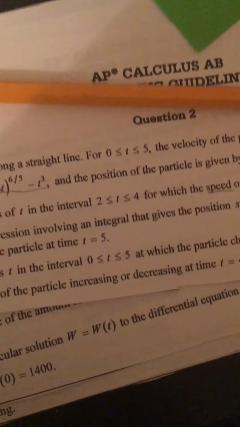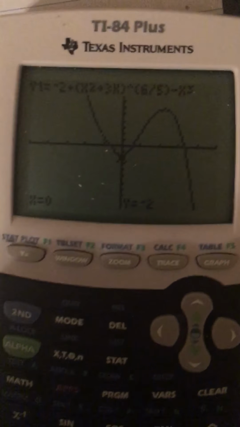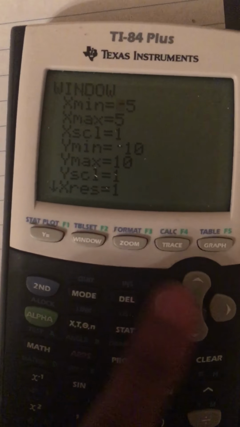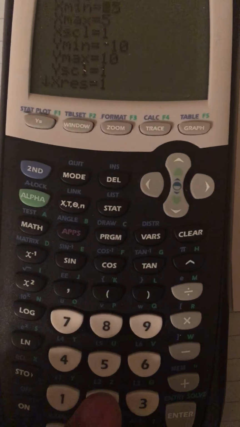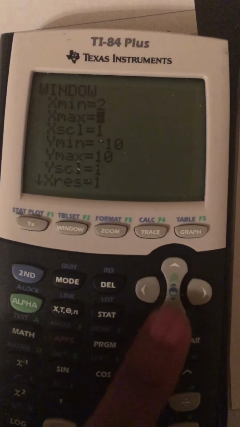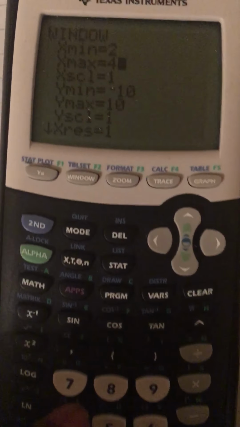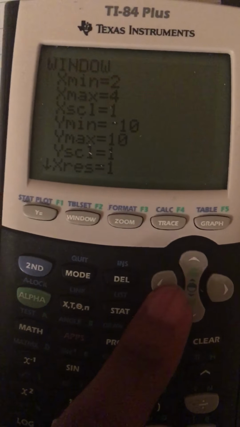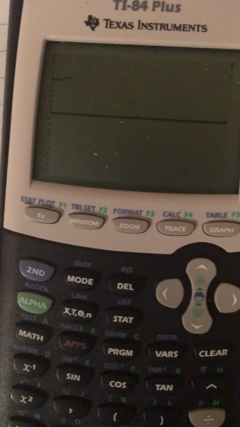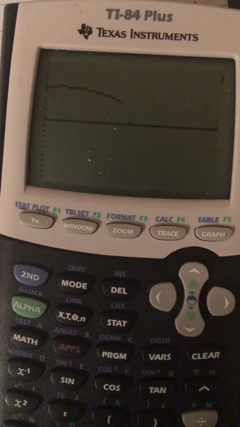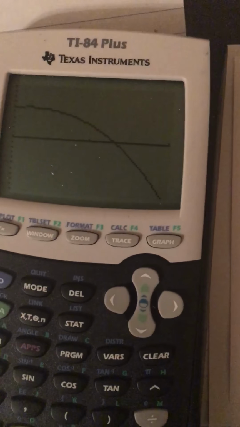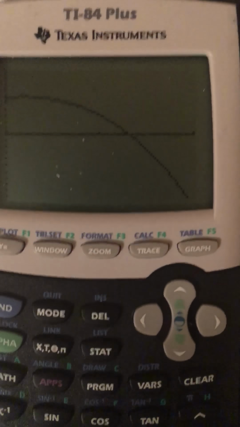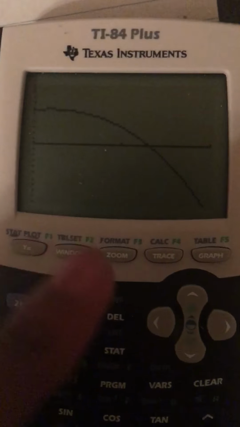And there we go. But we're looking for the interval from 2 to 4. So we're going to hit window, and let's make x min 2 and x max 4, and keep everything else the same. Now graph. Well, that's what it looks like right there. That's the velocity. It's constantly decreasing as far as we know.